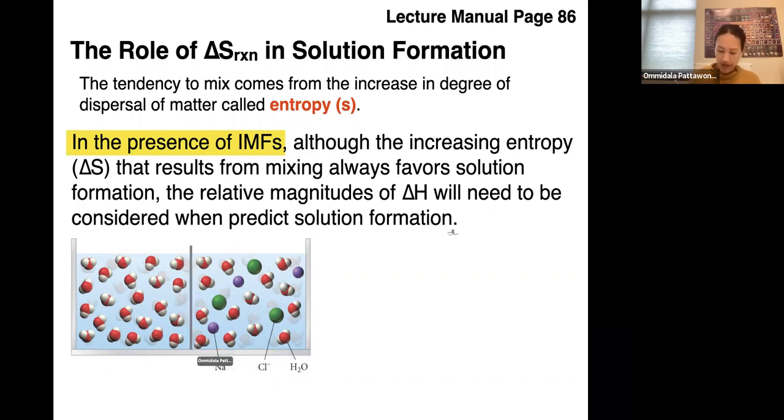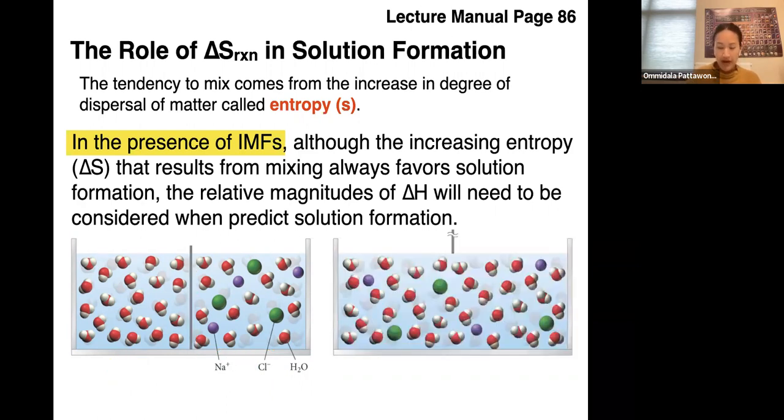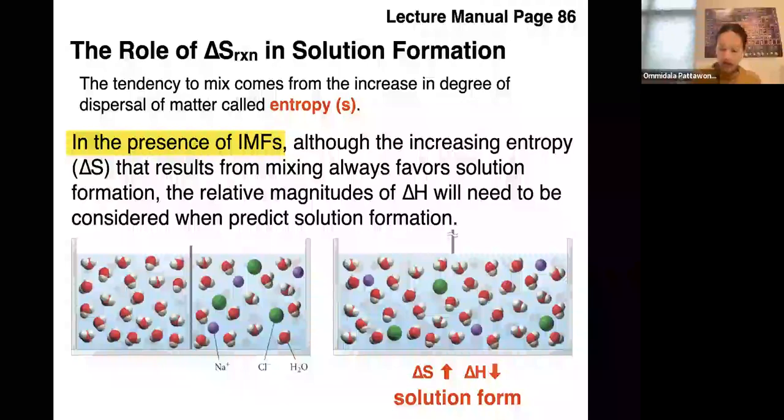So if this barrier is removed, what you are going to observe is that they are going to eventually mix spontaneously. The reason for that is because mixing these is going to increase the degree of dispersal, increasing the entropy. And also the interaction between solute and solvent will increase as well, causing the enthalpy to decrease. So in this case, because the process is going toward increasing the entropy and lowering energy, the solution is going to form. So this process is going to occur spontaneously.